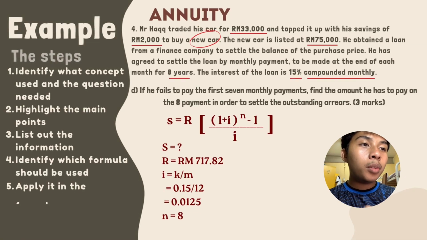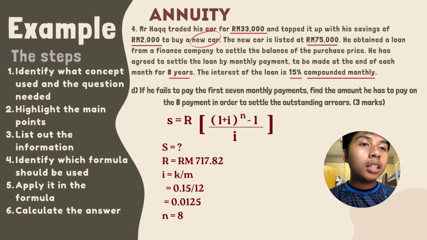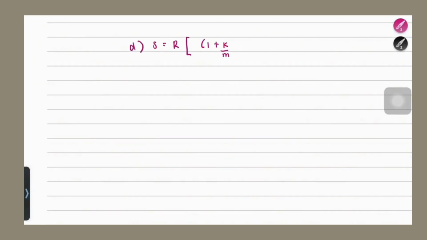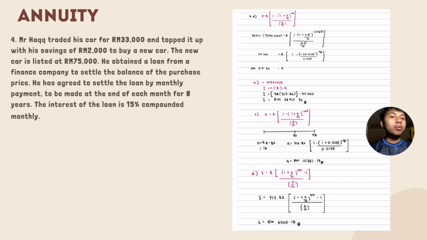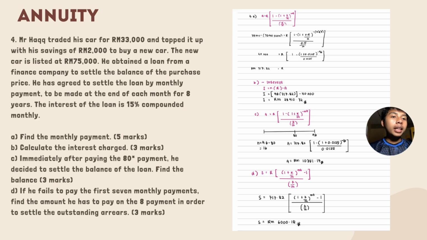In question D, we need to use the future value formula. So we need to find S. R is from question A's answer, RM 770 and 82 cents. I is 0.0125 and N is 8, because the question asks us to find the amount he has to pay on the 8th payment in order to settle the outstanding amount. So this is the first question for question 4, A, B, C, and D.